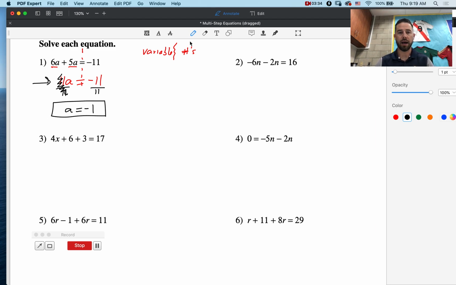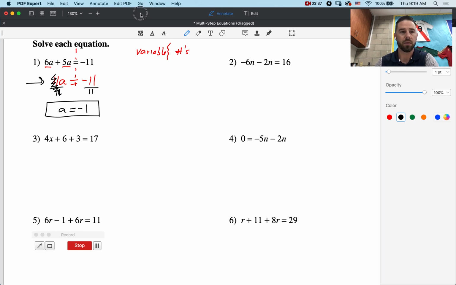Okay, now moving on, let's come over to number 2. Let's take a peek at 2. Same concept. I have n's and I have n's. We're going to combine like terms. If you owe 6 n's and you owe 2 n's, whatever the n's are, you owe 8 n's, right? And then you just continue to write the equation like you have it, equals 16.